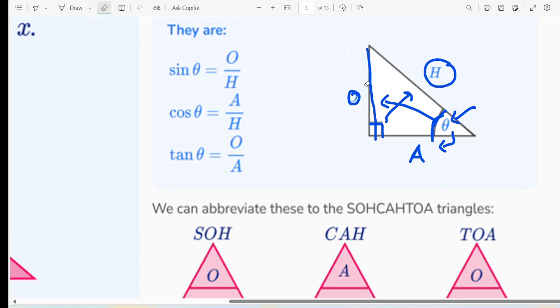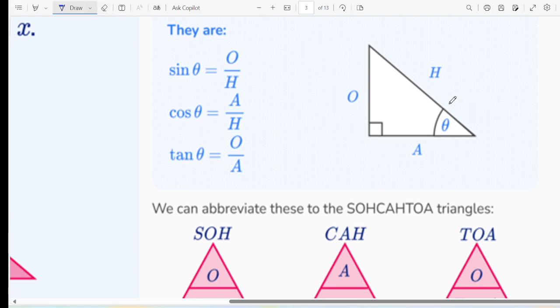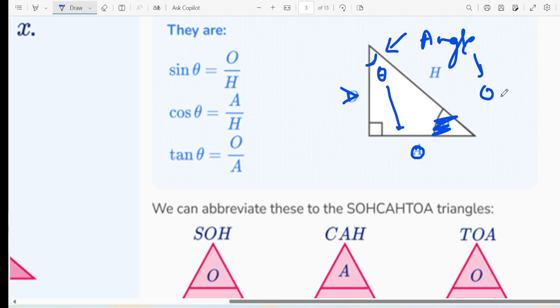So for this triangle, the adjacent side is this, opposite is this, and the hypotenuse remains the same even if you change the angle. Suppose now I change this angle and I am assuming this is my angle theta. For this, the hypotenuse always remains the same. The opposite to this angle is this side, so this will become the opposite side and adjacent is this, right? So that's how, with respect to the angle, the opposite side and adjacent side change.